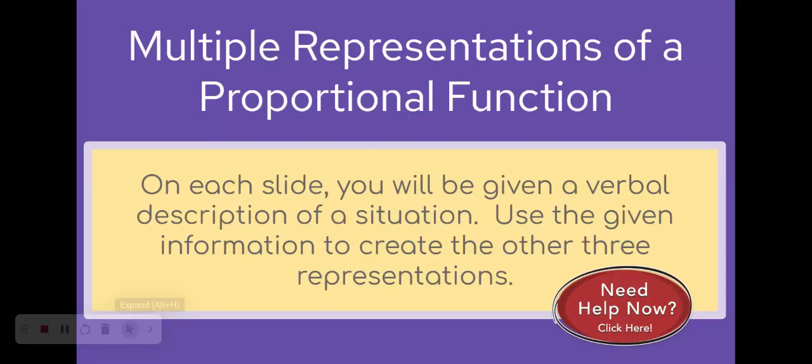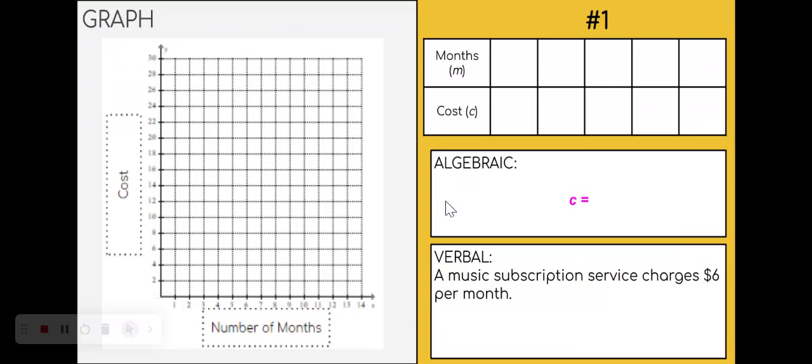Hey guys, this is the help video for the multi-rep functions assignment. We have 7 problems, and for these slides, you're going to be given a verbal description of a situation. We're going to use that information to then create 3 representations, a table, an equation, and a graph. All right, let's get started.